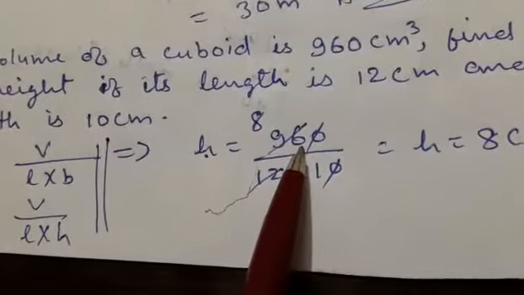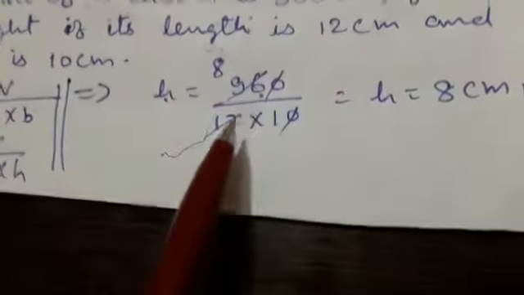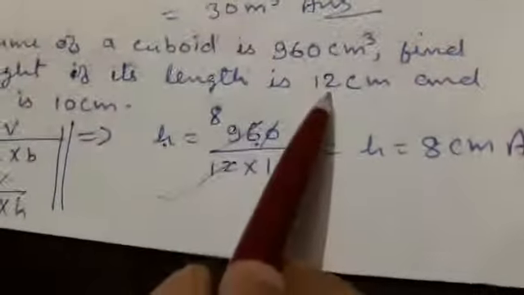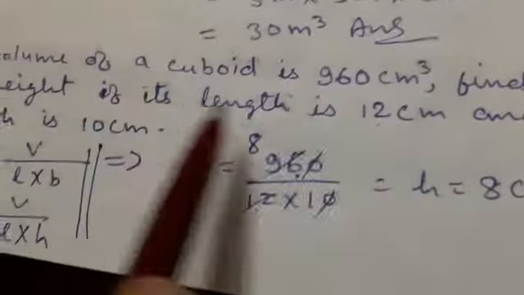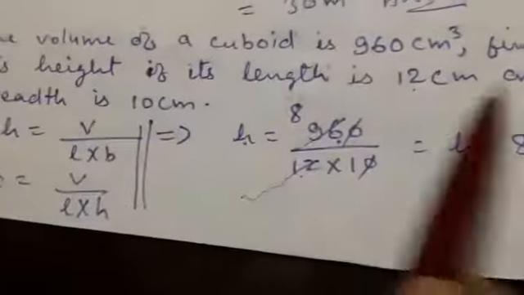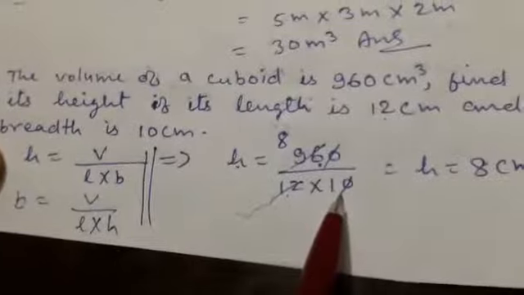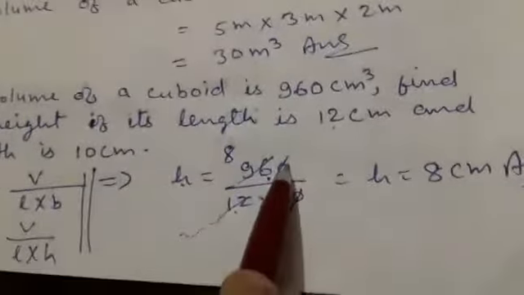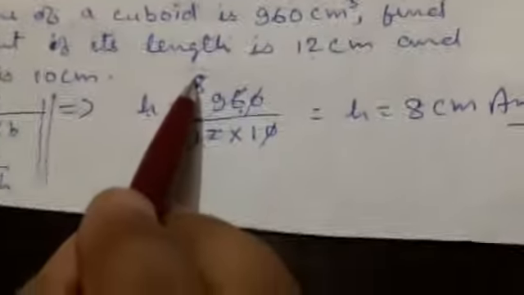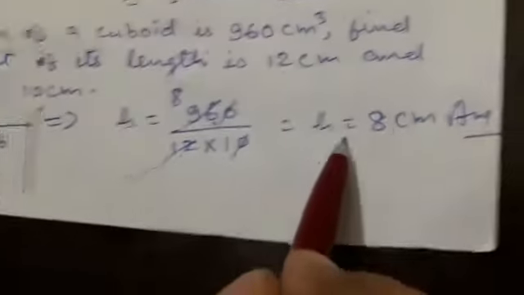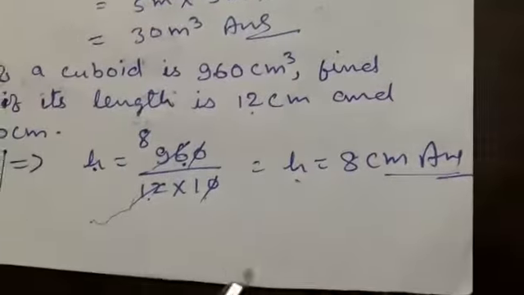Height is equal to, what is volume? Volume is given 960, upon length is given 12 centimeter and breadth is given 10 centimeter. So this 0 will cancel out, 12 into 8 is 96. So therefore height will be 8 centimeter. This will be our answer.